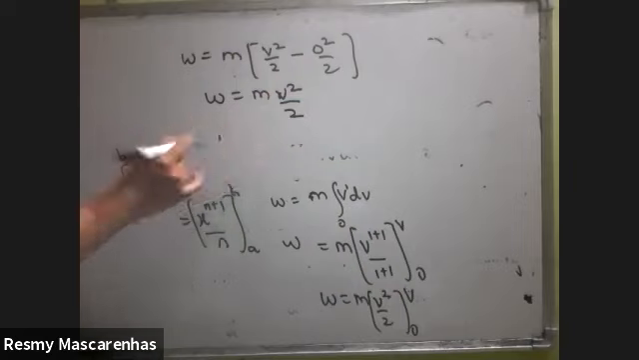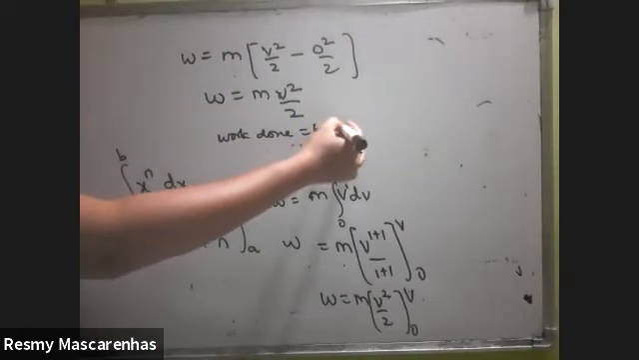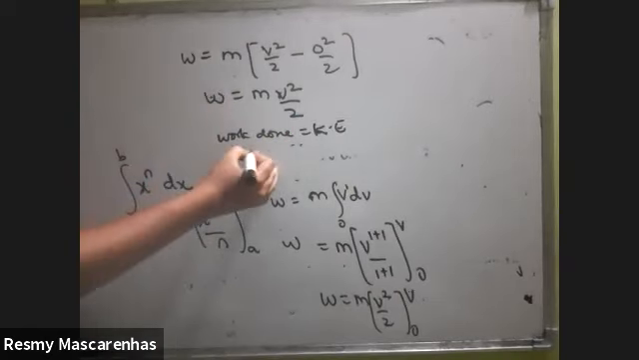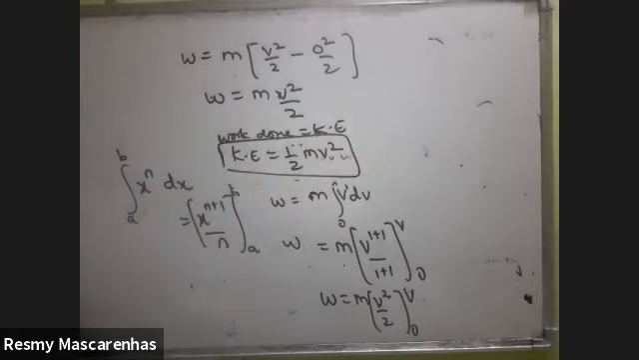So you know that this work done is equal to kinetic energy. So kinetic energy will be equal to half m v square. Both ways you will get the same answer, but the way to solve will be different based on whether it is constant force or variable force. So these are the two ways you can derive it, based on which kind of force is applied.